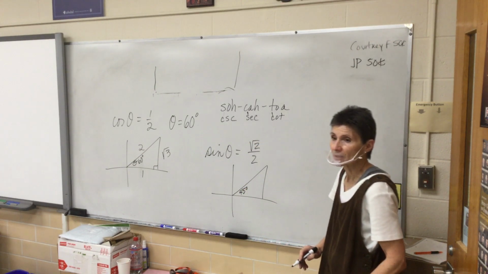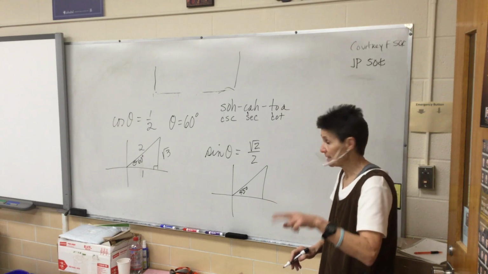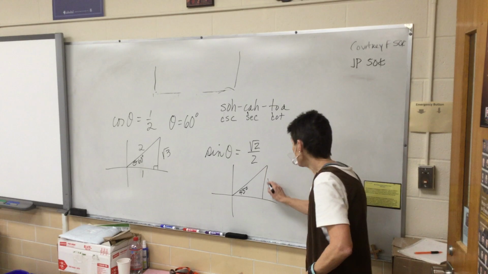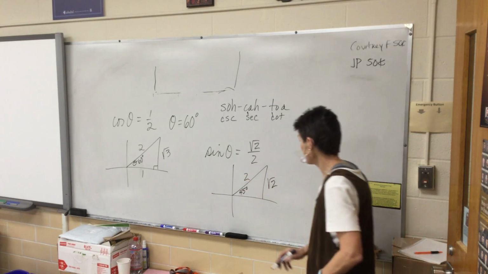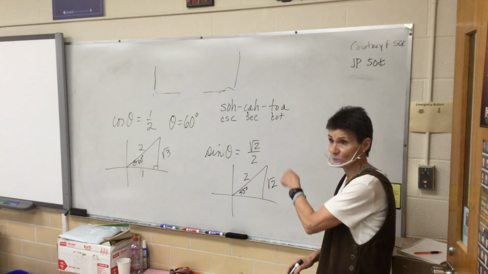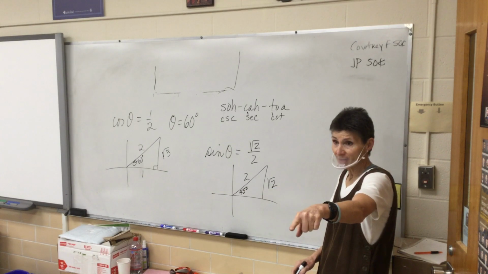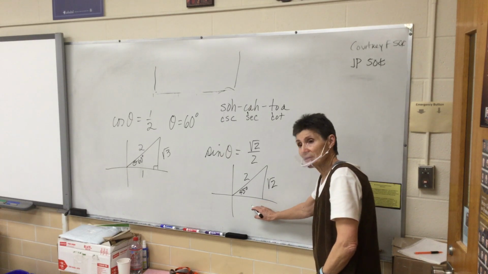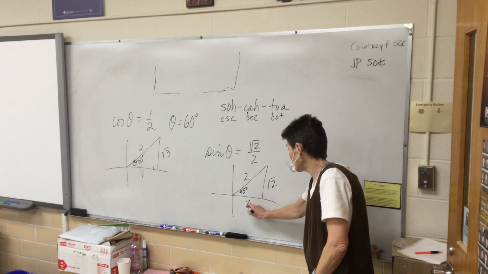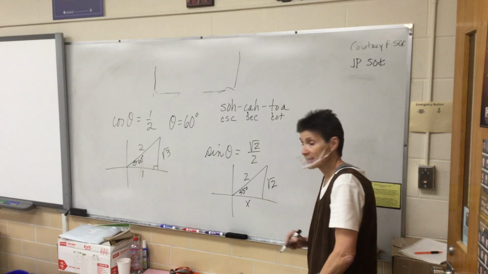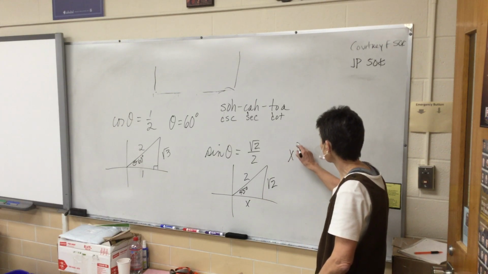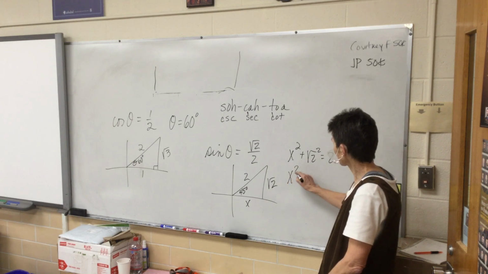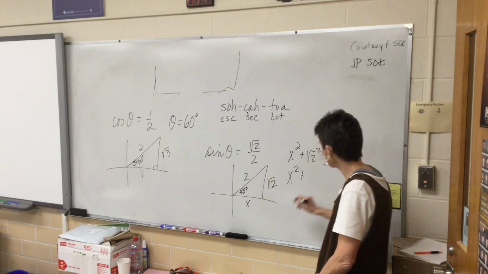Now, technically, this is opposite over hypotenuse, right? And I know what you're thinking. This is a hard problem. You're thinking, Mrs. Ford, that does not look like the 45, 45, 90 that's on my paper. And you're right. If I did the Pythagorean Theorem on this to find that missing side, look what happens. x squared plus root 2 squared equals 2 squared. Just a squared plus b squared equals c squared.